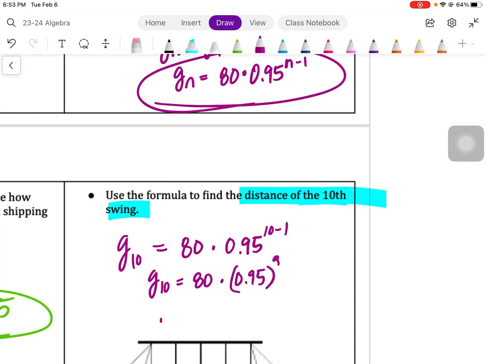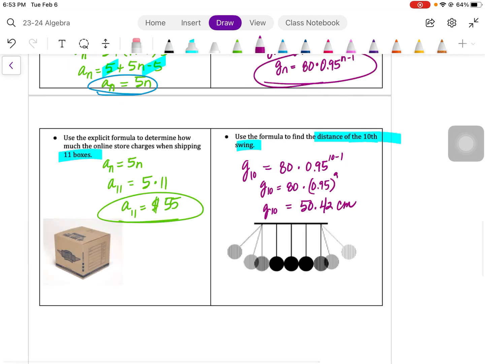Now, that gives me 50.41 something, something, a big, long, non-repeating, non-terminating decimal. So what I'm going to do is just round that to the nearest hundredth. Okay, so it's 50 and 42 hundredths centimeters.